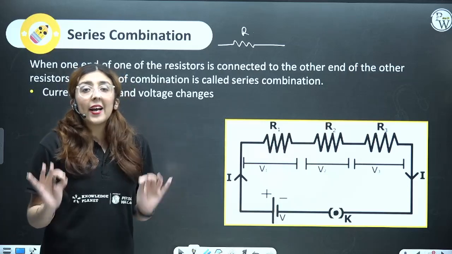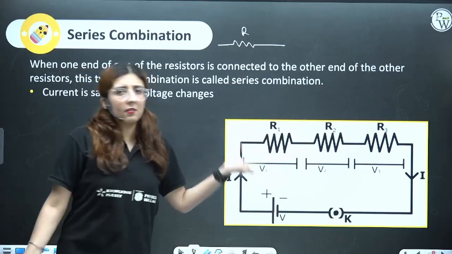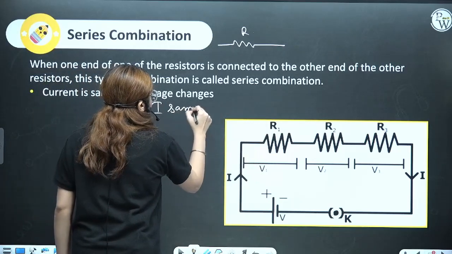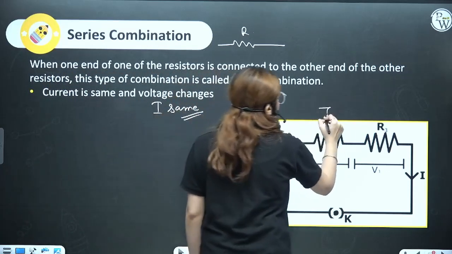My current is nothing but the flow of charges taking place through a particular path. The path is the same, so the current remains the same. It will be the same I in R1, R2, R3, so can I say I?